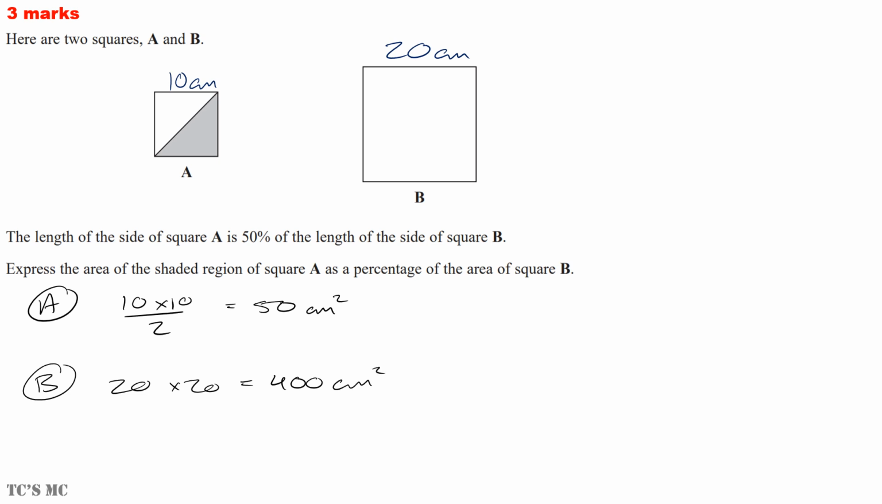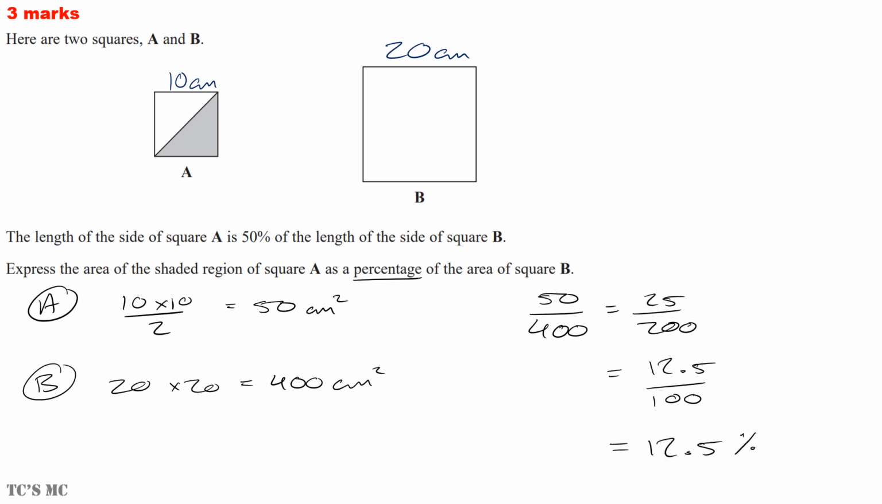But the question says to express as a percentage. So I've now got 50 over 400. If I divide both of them by 2, I get 25 over 200. I need it to be over 100 so I can convert to a percentage. I'm going to divide both of them by 2 again. I've got 12.5 over 100. Now that it's over 100, I can convert it into a percentage, and it's 12.5%. You must leave your answer as a percentage and not just as a fraction.